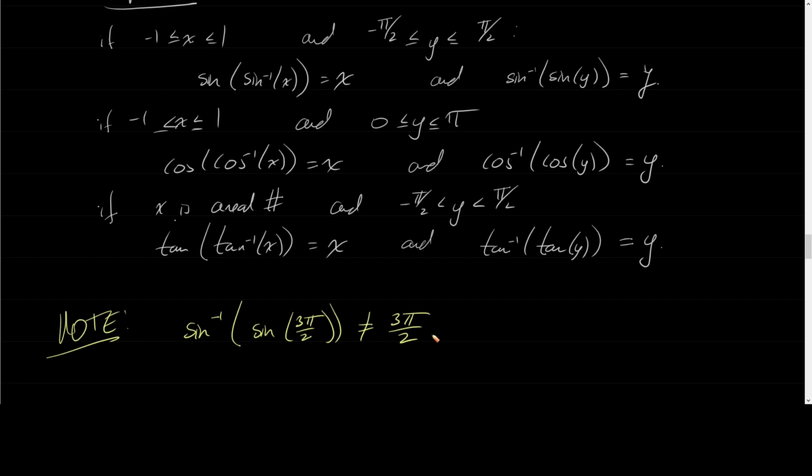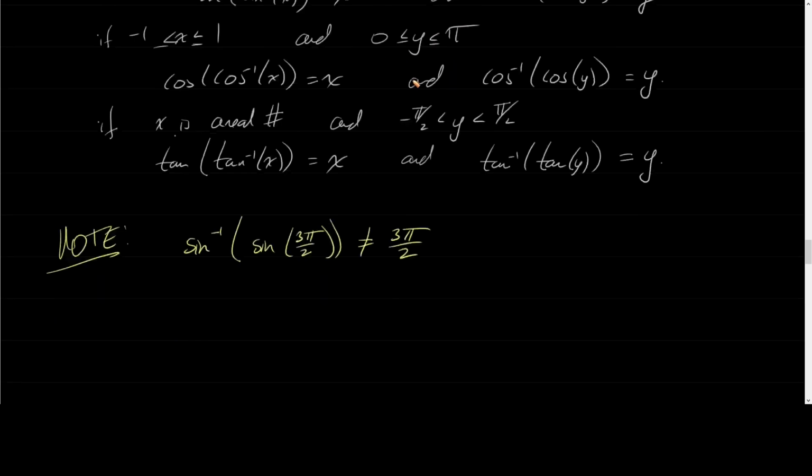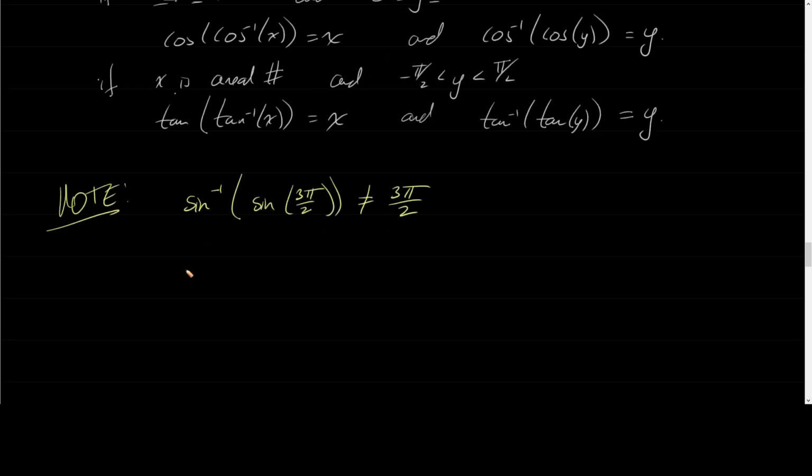And why would that be? The reason is that 3π/2 is not within the domain for this part over here. If I have sine inverse of sine, the only way they cancel out is if the y value is between -π/2 and +π/2, and here our y value, 3π/2, is not within that. So what we need to do here is do this one step at a time. Sine inverse of sine of 3π/2.